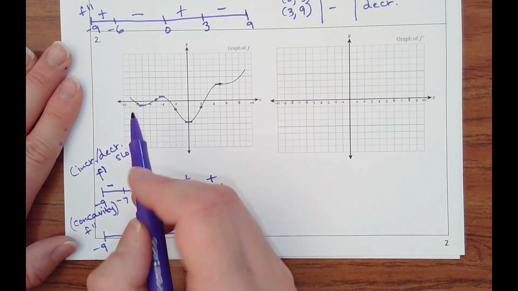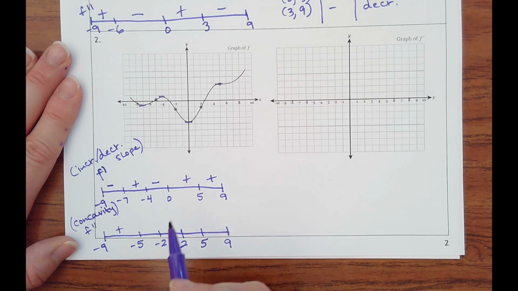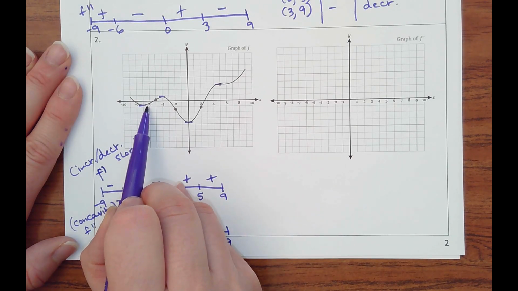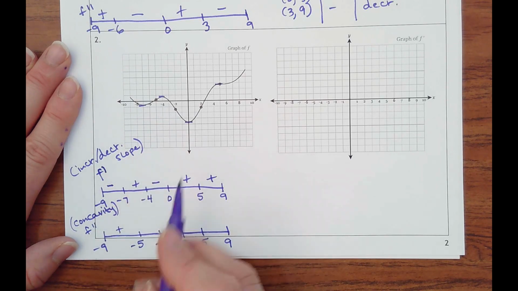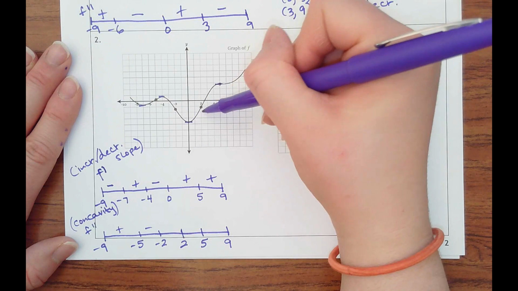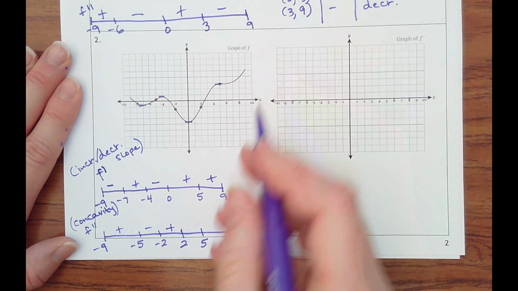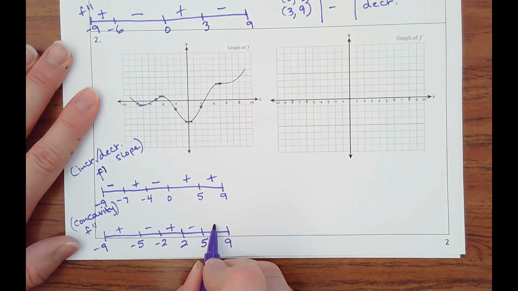Okay, -9 to -5, I'm concave up. -5 to -2, I'm concave down. -2 to 2, I'm concave up. 2 to 5, I'm concave down, and 5 to 9, I'm concave up.